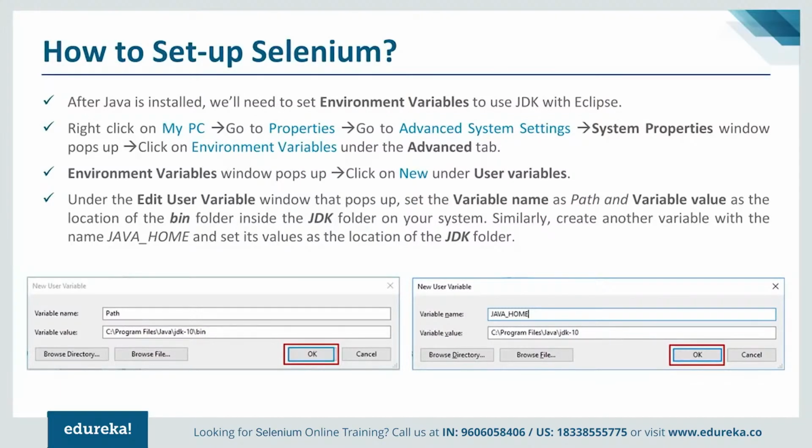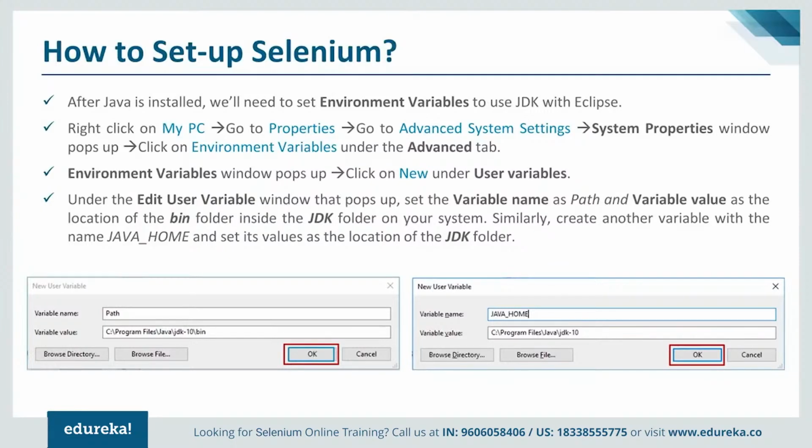And as for the variable value, you will have to find the JDK folder that has been installed on your system, go into it, and there must be a folder called bin. Copy the location of the folder and paste it as the variable value for path. So basically, we'll need the location of the bin folder in your JDK folder.